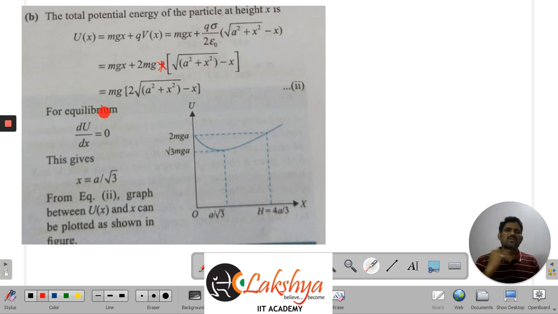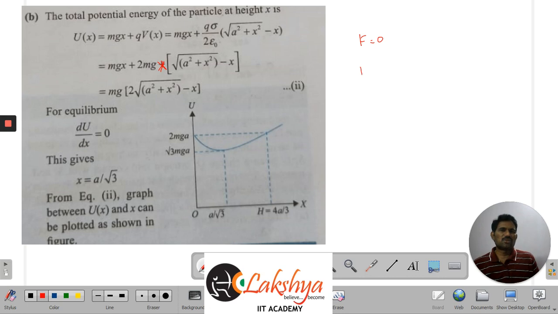Now to identify the equilibrium position: at equilibrium we know this du by dx value should be equal to 0. Our equilibrium condition is nothing but, at equilibrium, we can write F is equal to 0, right?